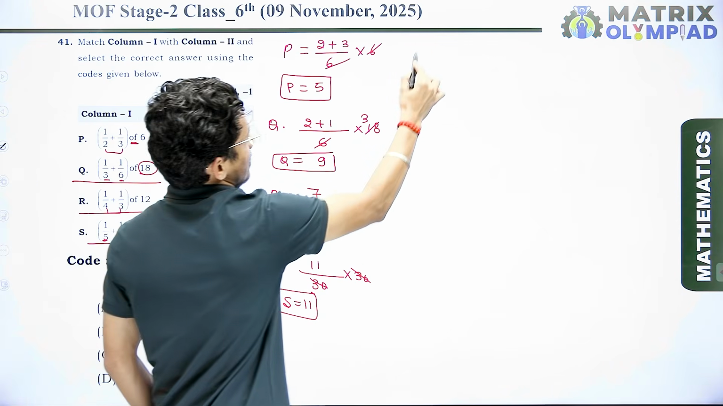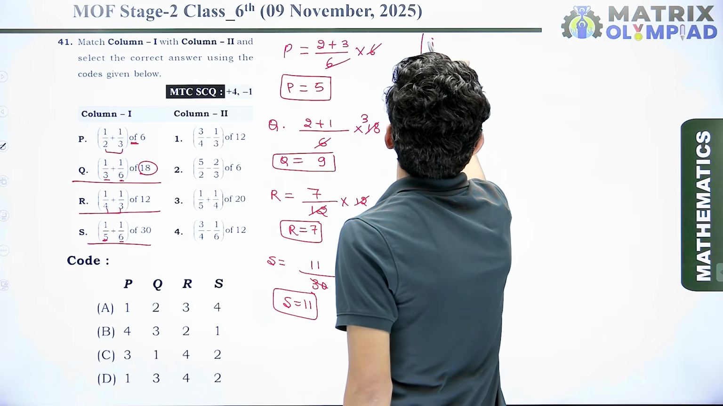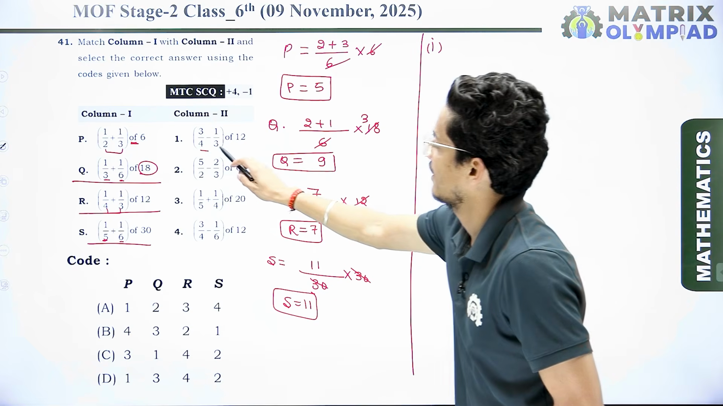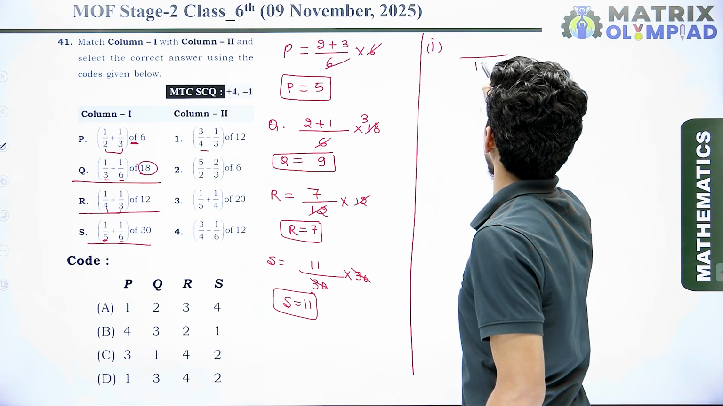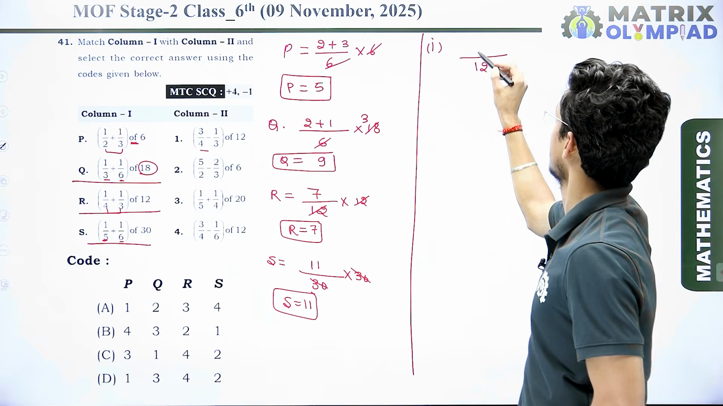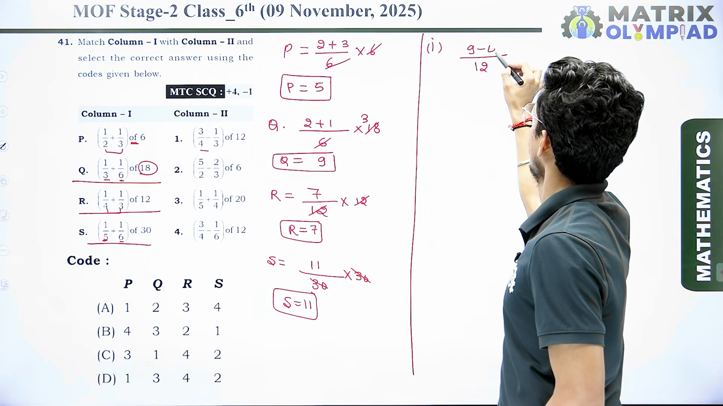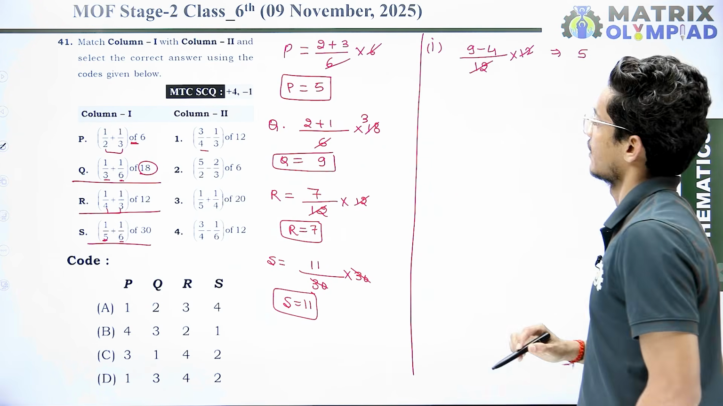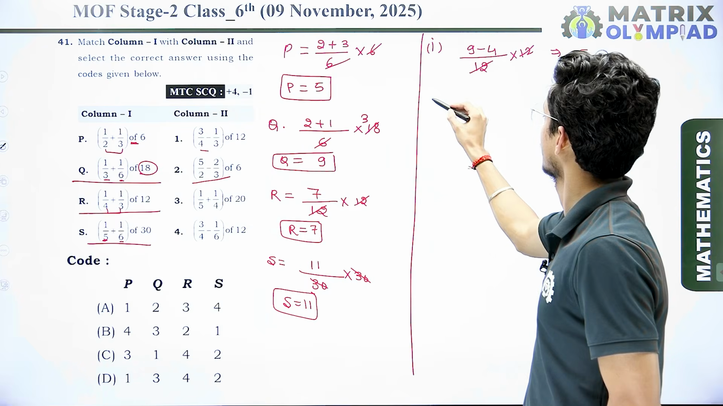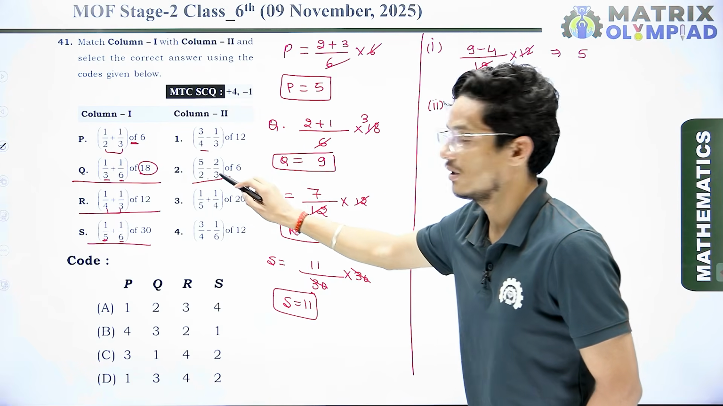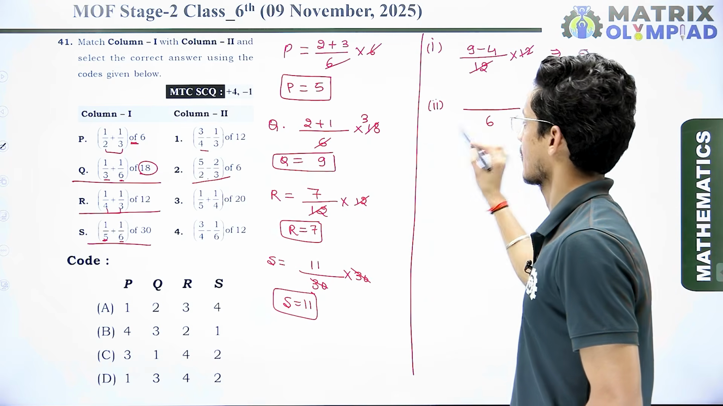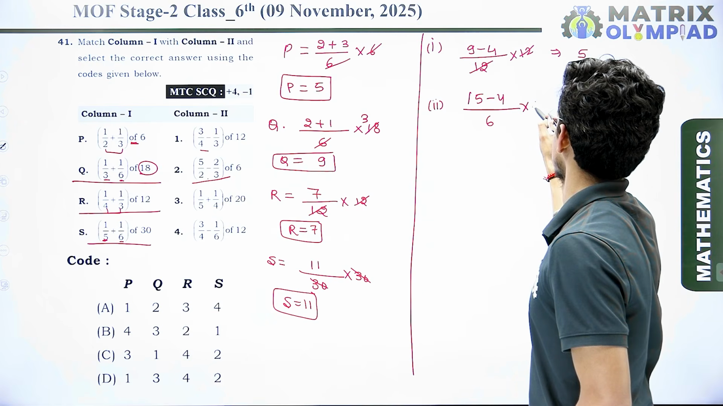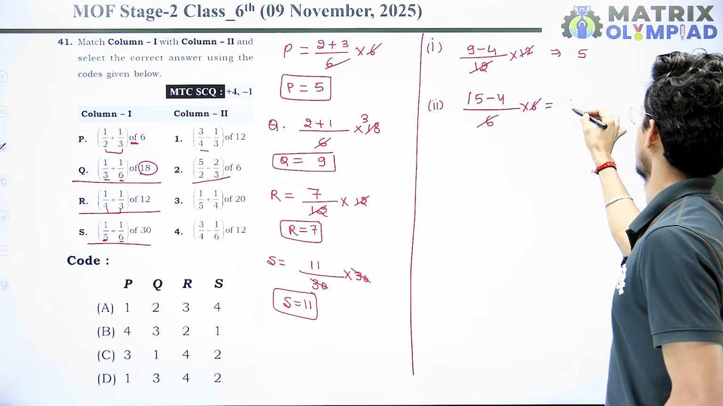Similarly, we solve the second column. In the second column, first we have 3 upon 4 minus 1 upon 3, bracket close, of 12. So first we take LCM of 4 and 3, that is 12. So I can write here 4 3s are 12, 3 multiplied by 3 is 9, minus 4, of 12. So 12 and 12 cancel out, we get the result, that is 5. If I talk about the second one, we take the LCM of 2 and 3, which is 6. So I can write here 6, and 5 3s are 15 minus 4 multiplied by 6. So 6 and 6 cancel out, 15 minus 4, that is 11.